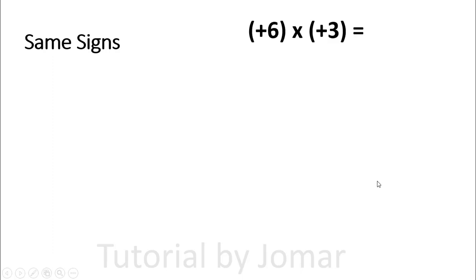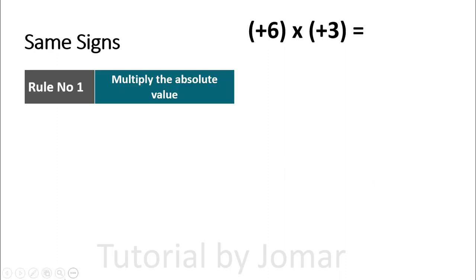So anong gagawin natin pag same sign ang i-multiply natin? Say for example, we have positive 6 times positive 3. So ang gagawin natin is i-multiply natin ang kanilang absolute value. Ang absolute value is the value ng number regardless ng sign na meron siya. Say for example, we have positive 6, so i-disregard natin yung positive sign niya. And we have here positive 3, i-disregard natin yung positive sign niya. So, ang gagawin lang natin is 6 times 3, we have 18.